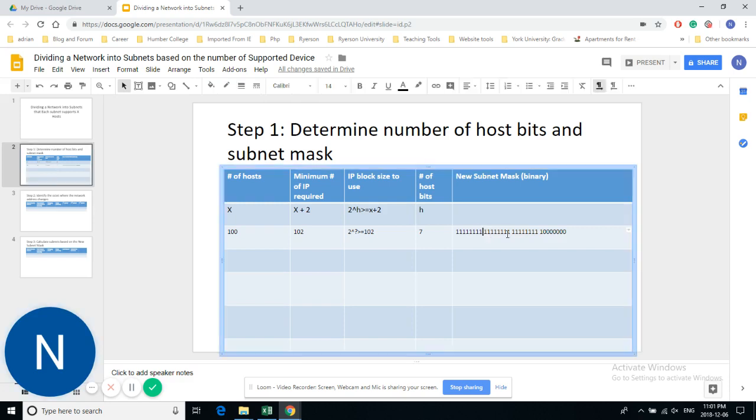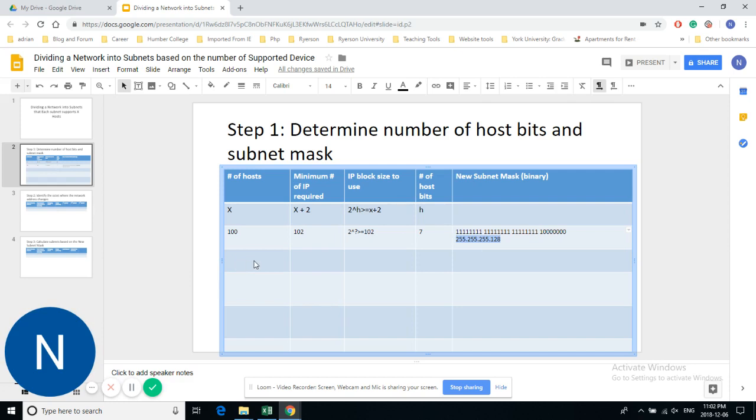I arrange this subnet mask into 8-bit groups, and I need to convert this new subnet mask to dotted decimal. So the first 8 bits converted to decimal is 255. Then I put a dot, 255. The second 8 bits, the third 8 bits, 255. And the last 8 bits is 1 followed by 7 zeros, which gives us 128. So if you need a network that supports at least 100 hosts, you need to use 255.255.255.128 as the subnet mask. It doesn't matter which network you are dividing, if you need 100 hosts, you need to use this subnet mask.